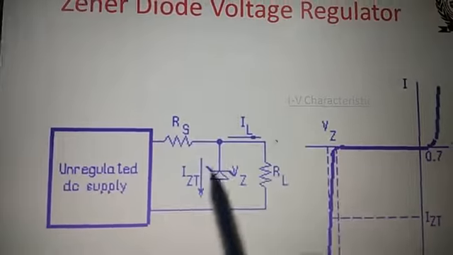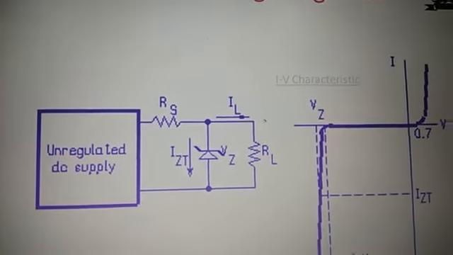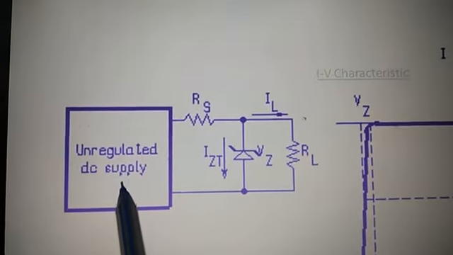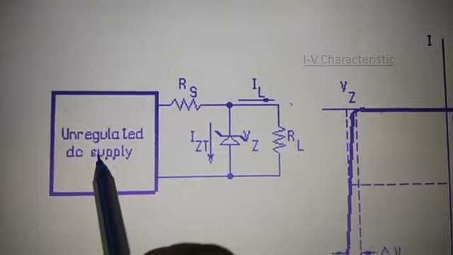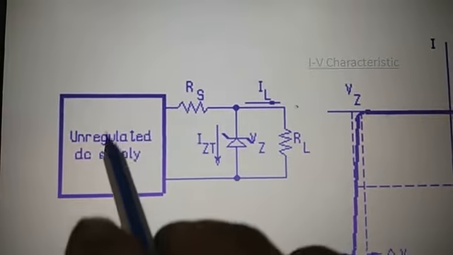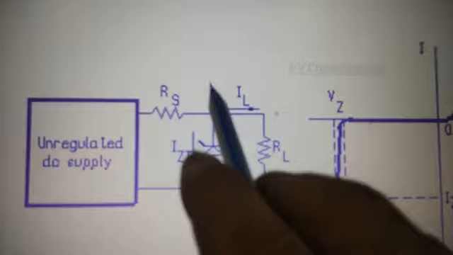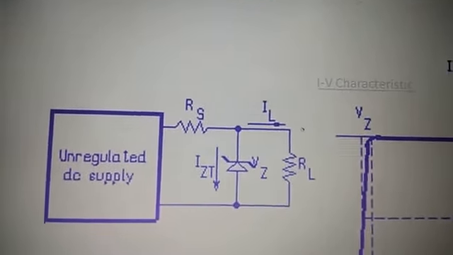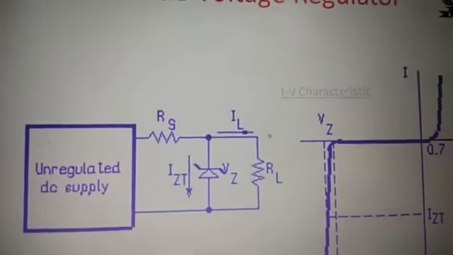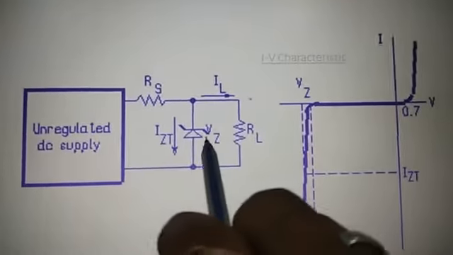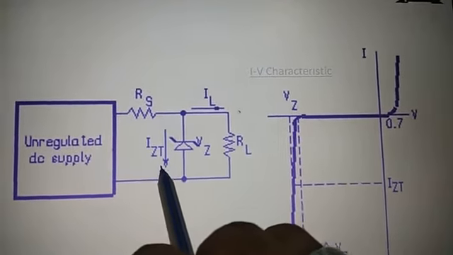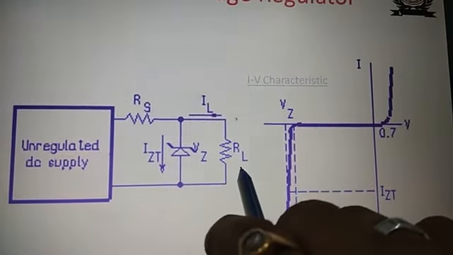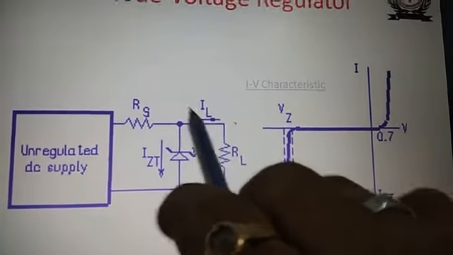This is the basic circuit diagram for the Zener diode regulator. This is an unregulated DC power supply, or an unregulated battery, where there are changes in the input. This is the source resistance connected in series, and in shunt the Zener diode is connected. The current flowing through the Zener diode is IZT, and in parallel with the Zener diode the load resistance RL is connected. The load current flowing through RL is IL.